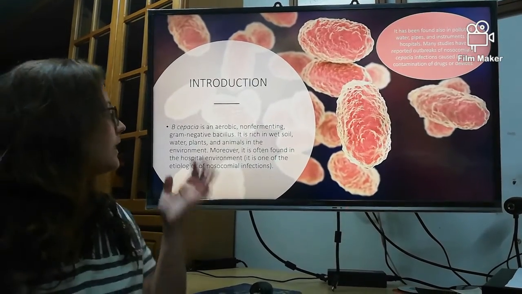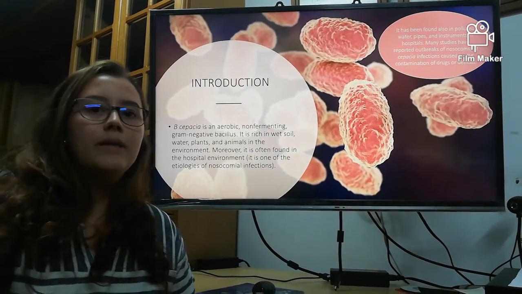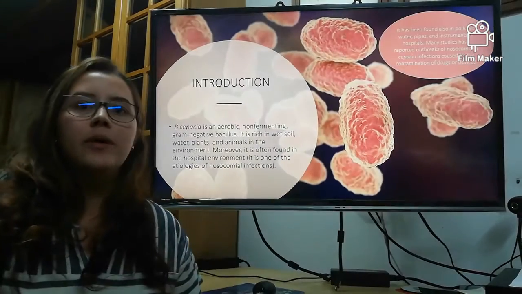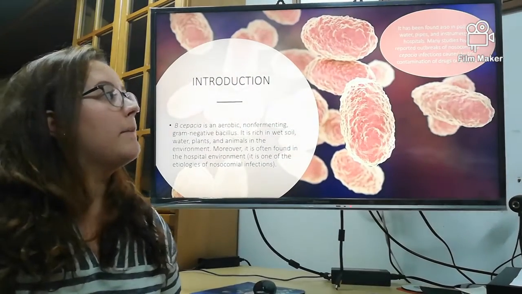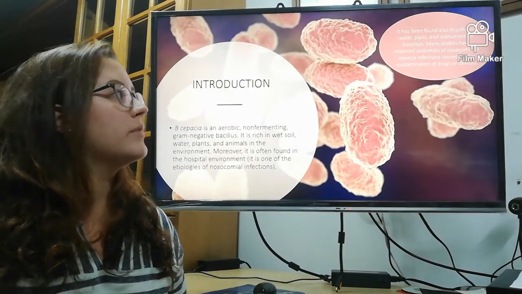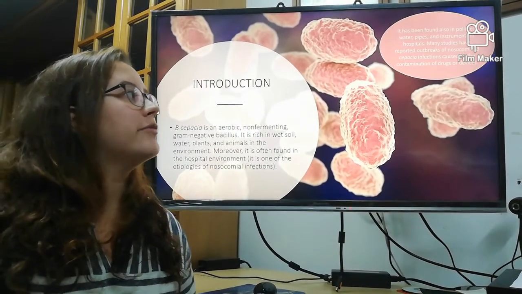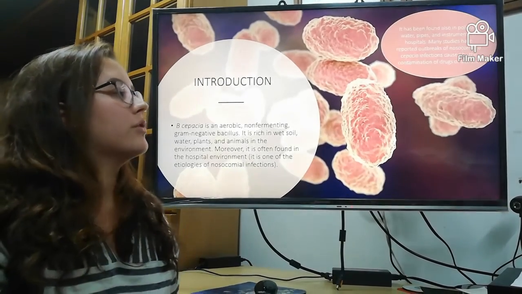This bacillus is found in wet soil, in water, in plants, in tropical environments, and also it has been found in hospitals. Many studies have reported outbreaks of nosocomial B. cepacia infections caused by the contamination of drugs or devices.